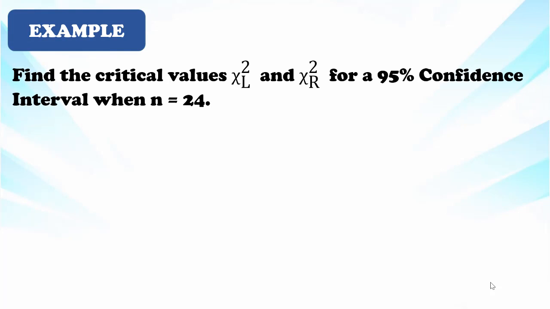So let's do an example. We want to just find the critical values. We're not even talking about confidence intervals yet. We just want to find the critical values, be able to look at the chi-square distribution graph and the table and come up with the two values we need when we have a 95% confidence interval and a sample size of 24. So let's try to draw the picture, because I think that picture really helps when we're trying to determine these values.